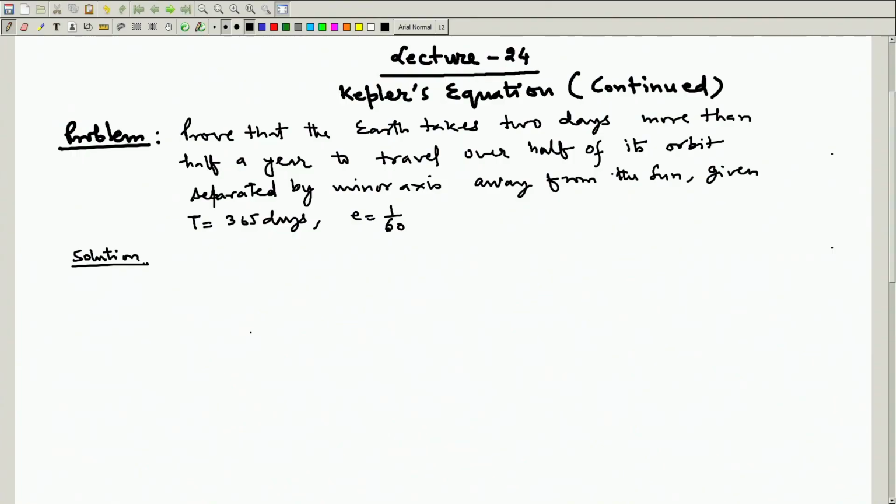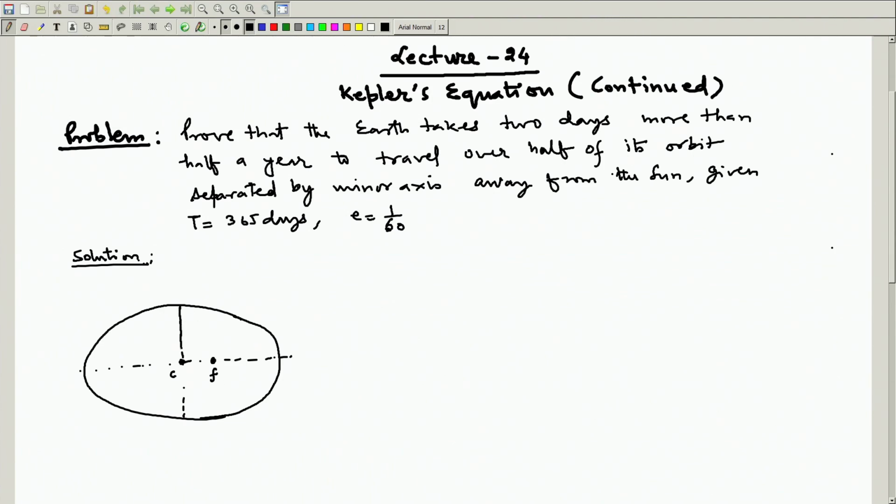So, here the problem is: prove that earth takes 2 days more than half a year to travel over half of its orbit separated by the minor axis away from the sun. So, what is the problem? This is the center C, the focus is somewhere here at point F, and this is your minor axis.